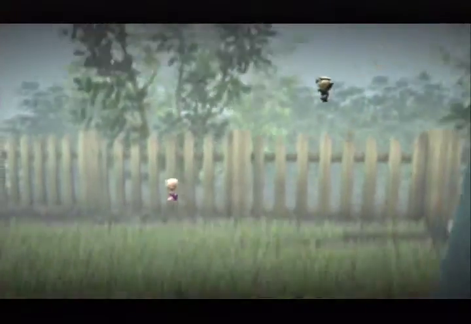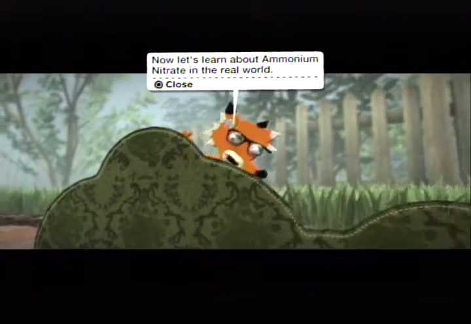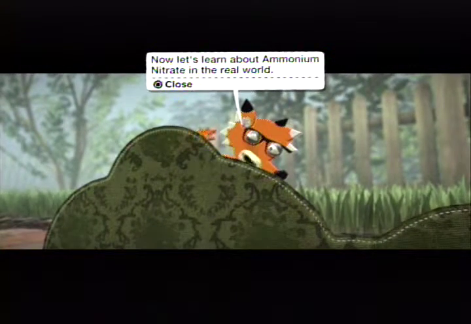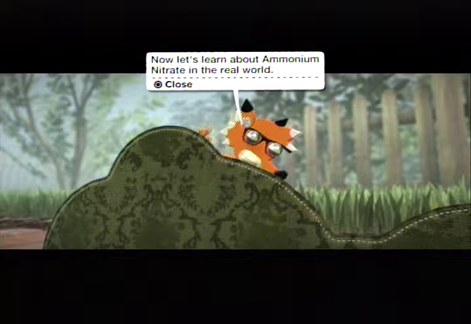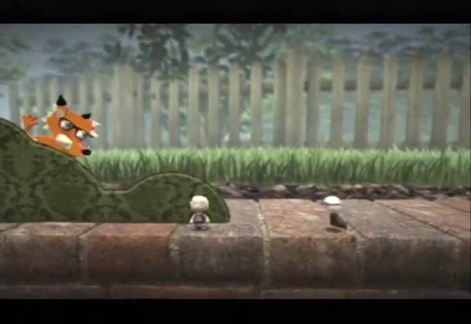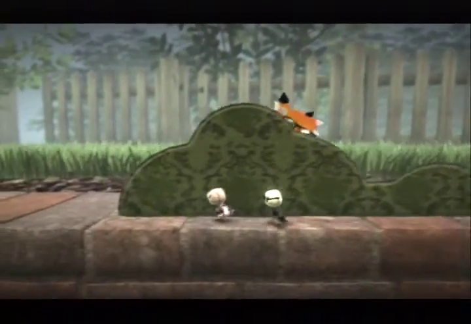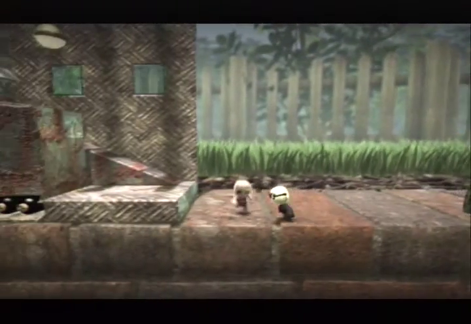It's tragic. Well, we're gonna go down here and it's Foxy Flynn, and he wants to teach us about ammonium nitrate in the real world. I don't see why not. Although I am a little bit disturbed how Foxy Flynn got out here. Thought he was constrained to posters.